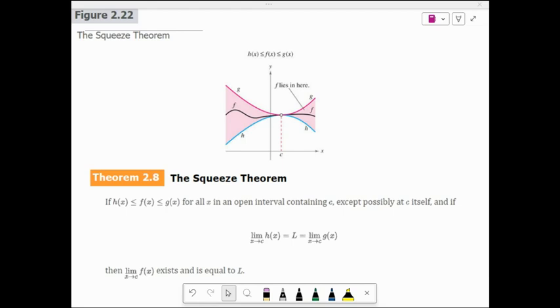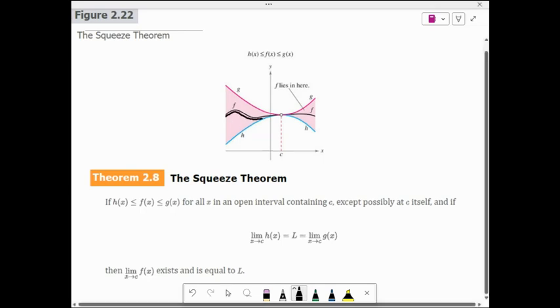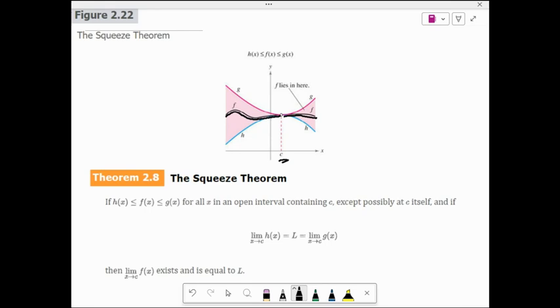The basic idea behind the squeeze theorem is that if you have a function, in this case f, and you're trying to find the limit of f at this particular c value, and we don't have any methods that we can use like in the previous lessons, one option is if you can find a function that's always greater than it, like g of x, except at that point.